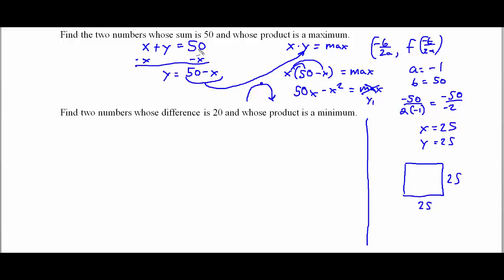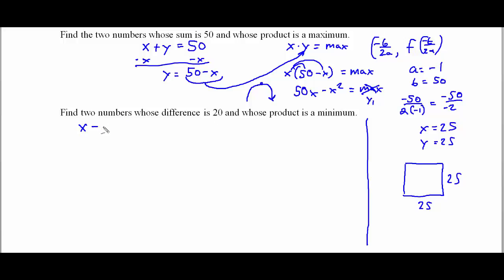Now you might have thought to yourself, wow, I could have done this whole thing if I had understood that from the start. Can I just cut 50 in half and get 25? Yeah, you could have if the numbers were a sum, but now for the second problem it says find two numbers whose difference is 20.